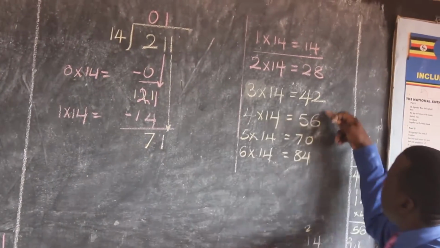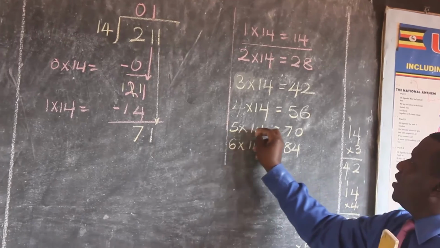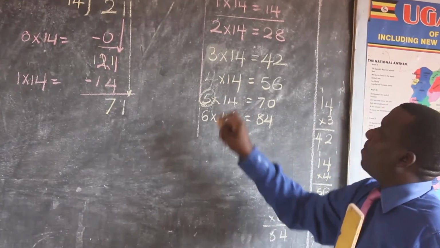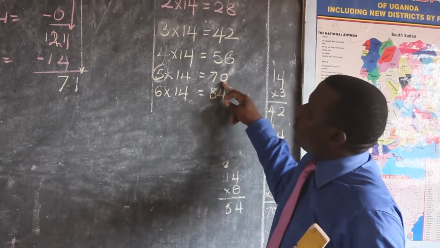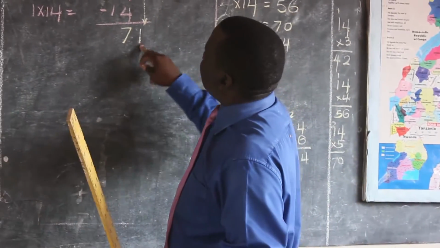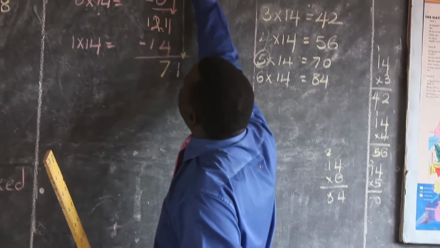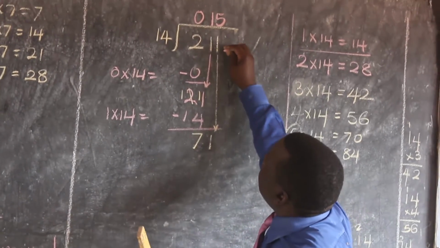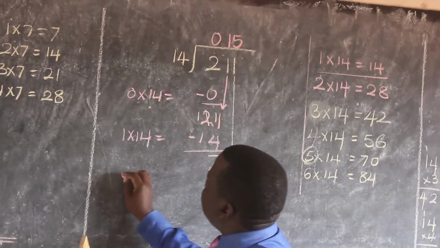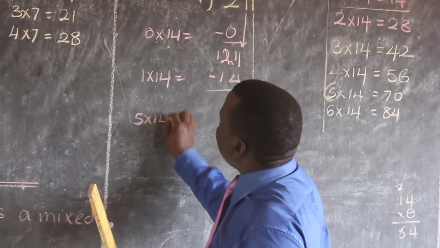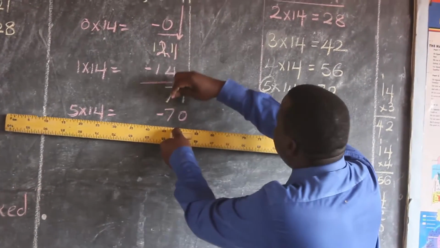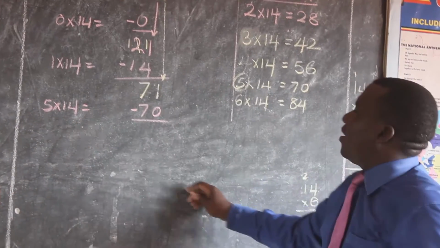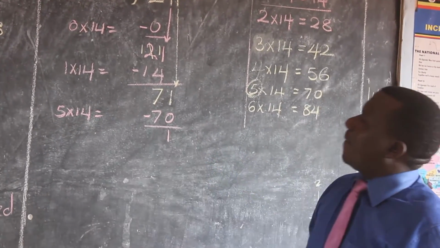Which number is nearest? It is 5 here. So when you multiply 5 by 14, it gives you 70, the one which is nearest. So you come and write your 5 up. So what is 5 times 14? You get 70. And when you subtract, you remain with 1.